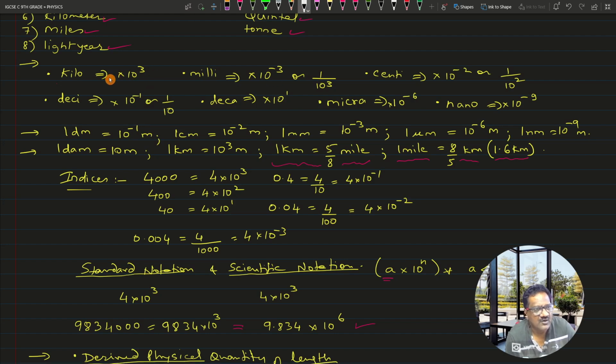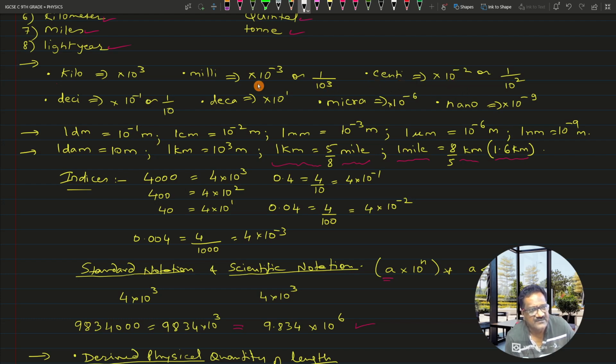Now there is something called kilo, K-I-L-O. Kilo is expressed whenever you multiply something by 10 raised to 3. In other words, remember that 10 raised to 3 is read as kilo in physics. 10 raised to minus 3 is read as milli. 10 raised to minus 3 is nothing but 1 upon 10 raised to 3, isn't it? So this is milli, and centi is 10 raised to minus 2.